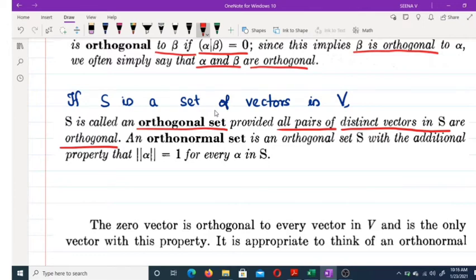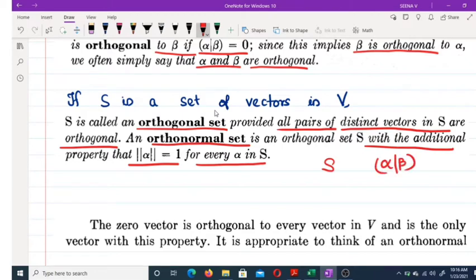Now, moving to the next definition, orthonormal set. What do you mean by an orthonormal set? This is an orthogonal set together with the additional property that norm of alpha equals 1 for every alpha belonging to S. So the inner product of alpha and beta equals 0 for every distinct alpha and beta in S, and also the inner product of alpha and alpha, which is norm of alpha squared, equals 1. Norm of alpha equals 1, or norm of alpha squared equals 1. In that case, we call S an orthonormal set.